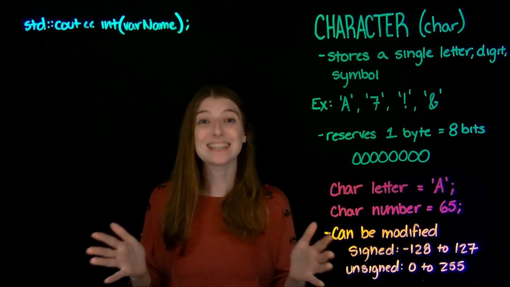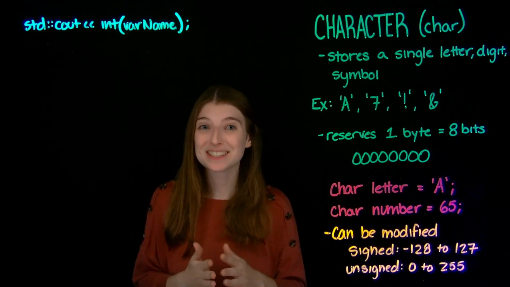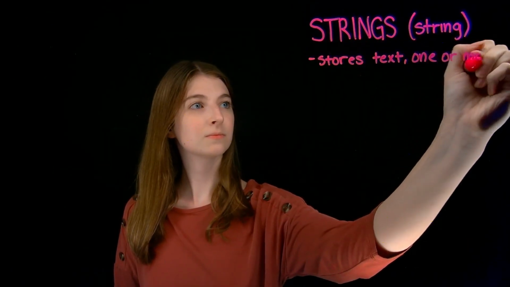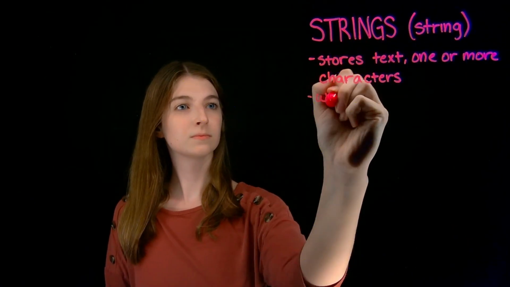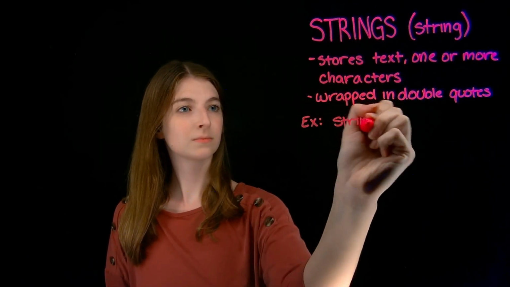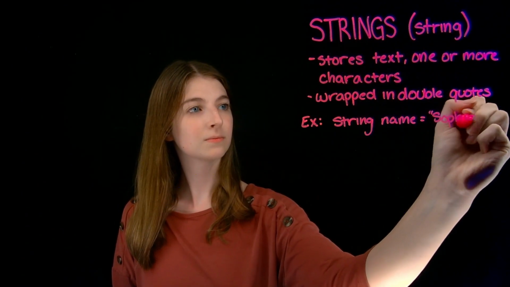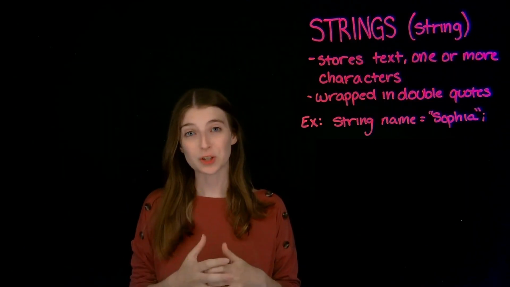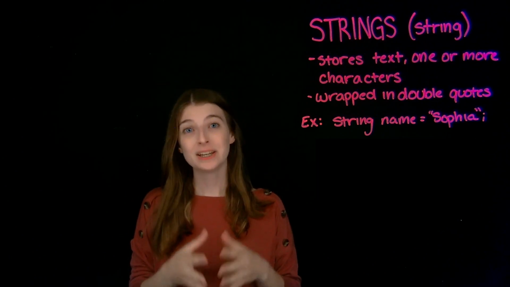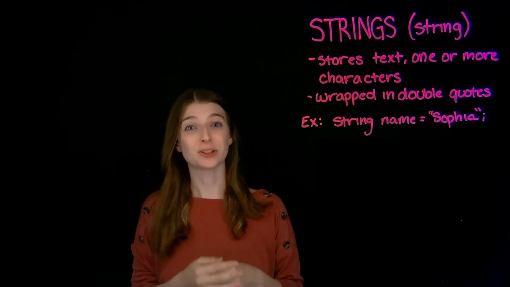Moving on to our second to last data type, we have strings. Now, strings are used to store text, which means one or more characters combined together. Instead of using single quotes like a char, strings are wrapped in double quotation marks. For example, string name equals "Sophia". Unlike the data types we've talked about so far, strings are not actually a primitive data type. It's a class from the C++ standard library.